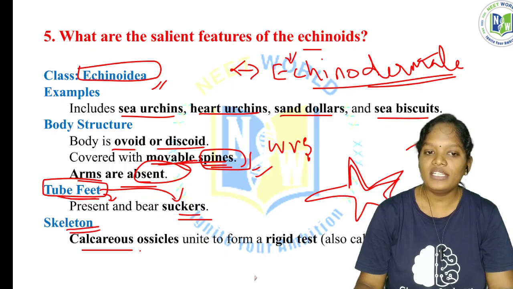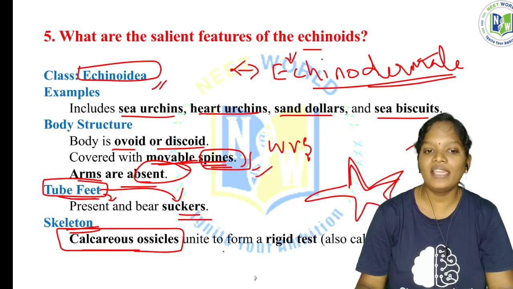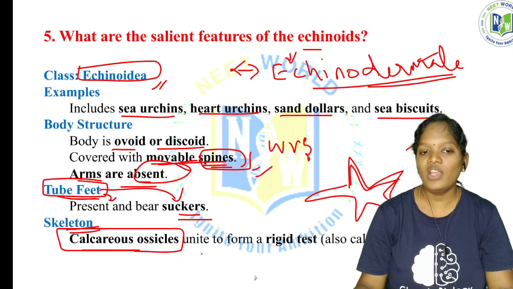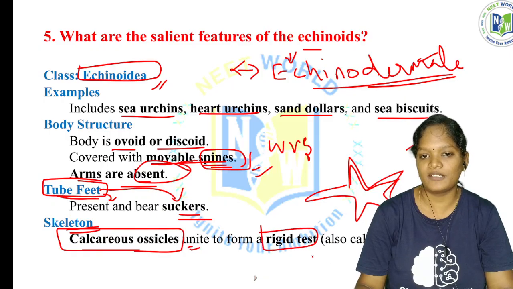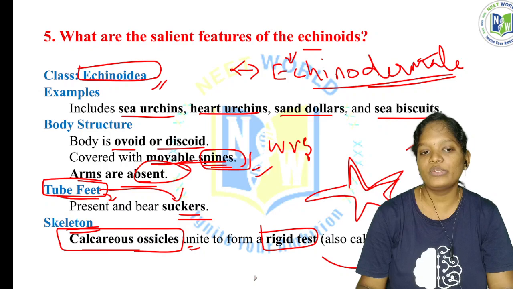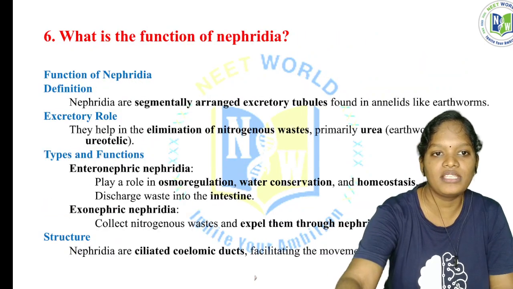Okay, the skeleton. The skeleton is made up of calcium, so it is technically called calcareous ossicles. Many calcareous ossicles unite together to form a rigid test, also called a corona or the case. So this is an important structure named the skeleton.